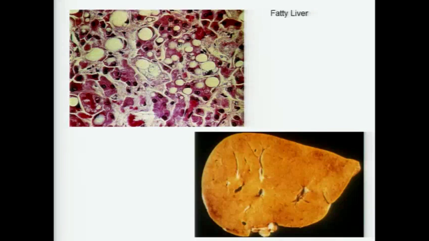Fatty liver disease is also something that happens as a result of chronic alcoholism. Okay? It's actually a reversible stage of alcoholic injury to the liver. With alcoholism, fatty liver disease is not produced because of consuming too much fat in your diet. That's not how it's produced.